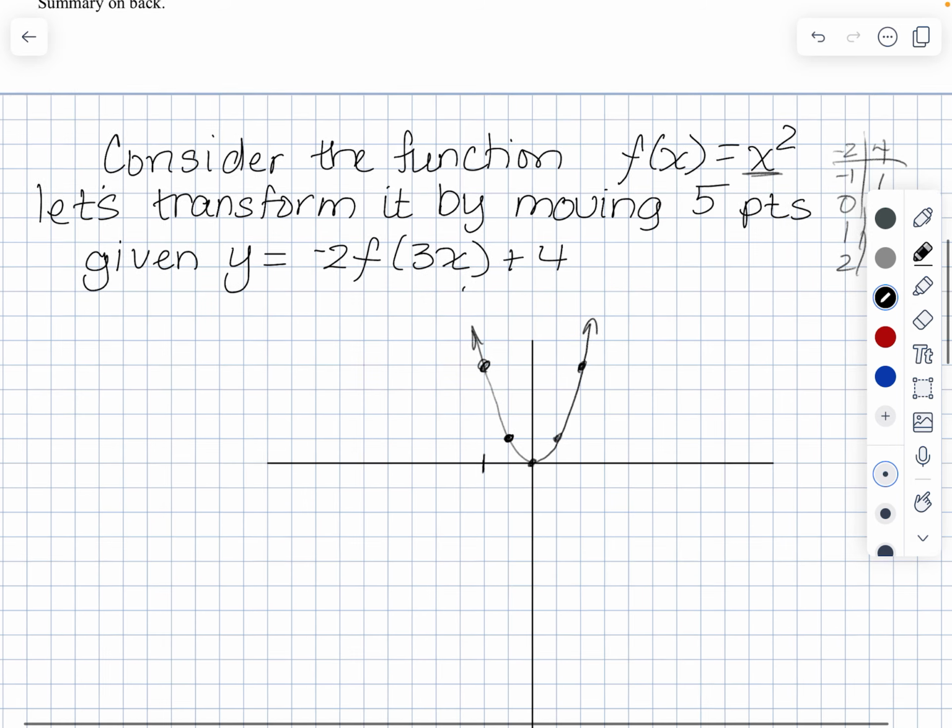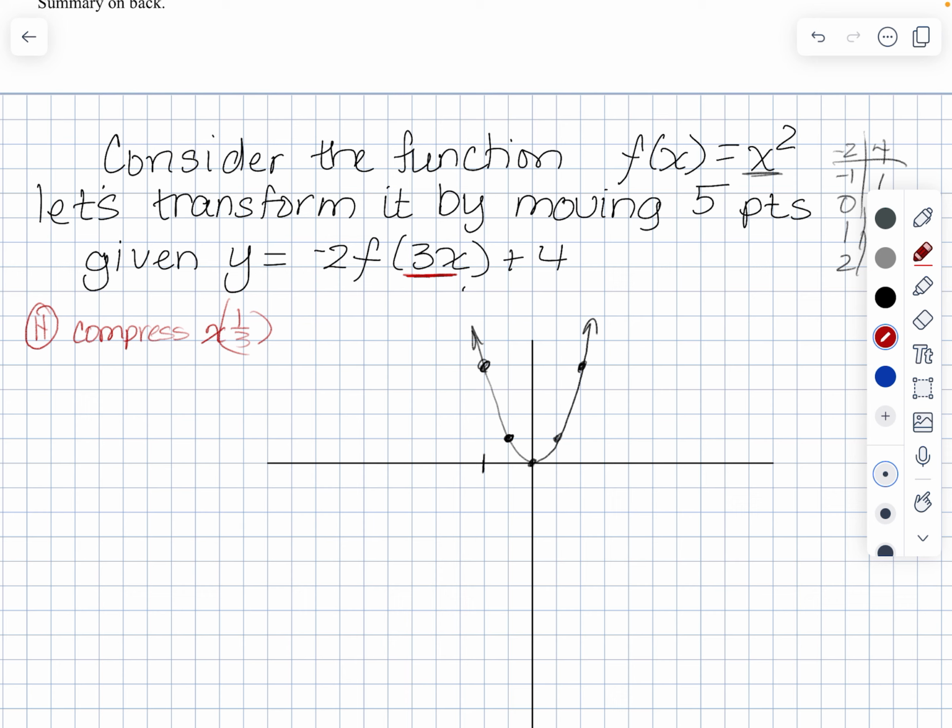All right, now let's see what we have going on here in our transformational form. So inside the parentheses, our b is 3. So that means, this is a horizontal compression, right? Because we have to use the reciprocal. So we're going to do our x values times 1/3. Okay, so that's our only horizontal thing that's happening.